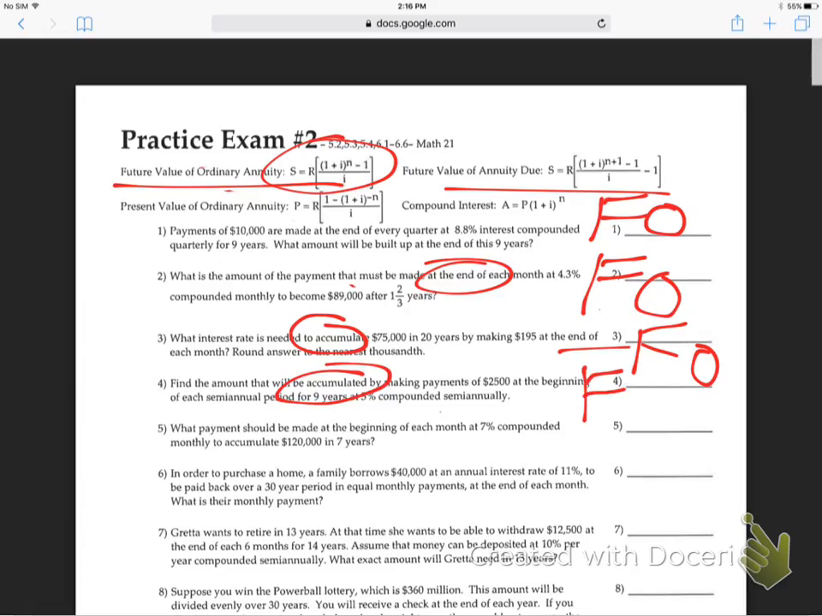Now, is it ordinary or annuity due? It is FD, isn't it? Because it says somewhere, beginning of each period. That's annuity due when it's the beginning. Exactly. Good. All right, number 5.